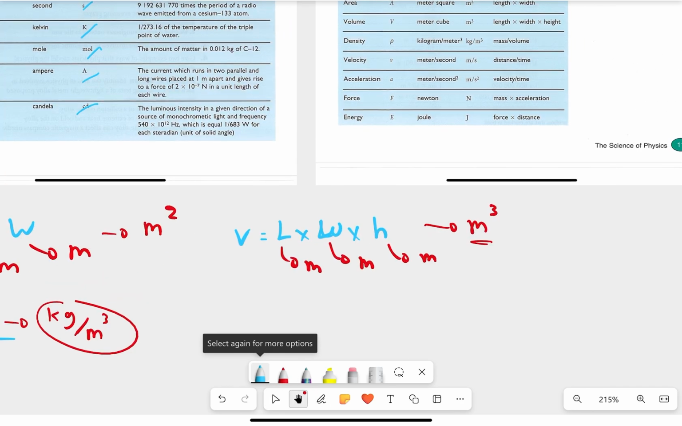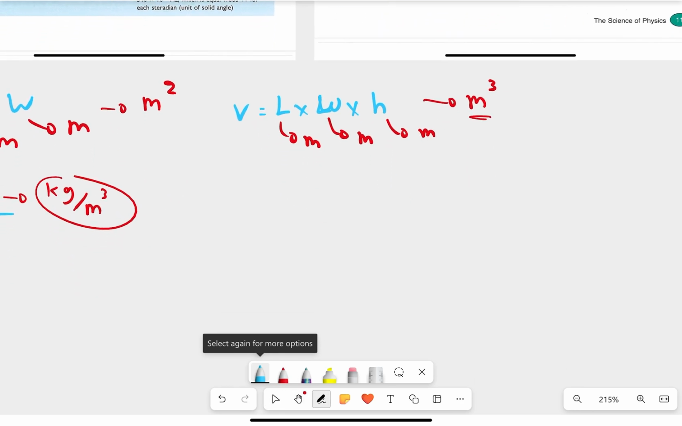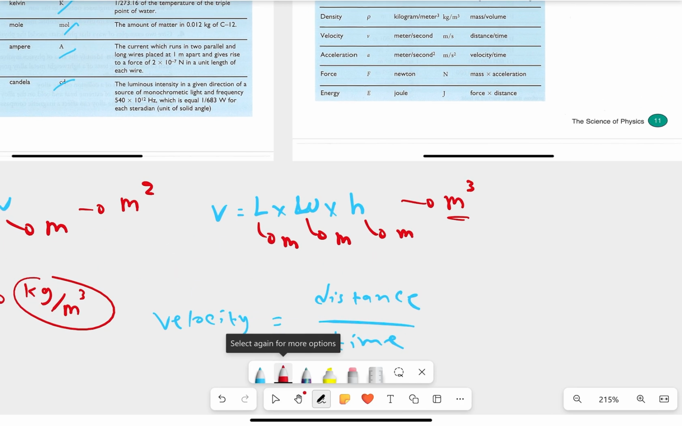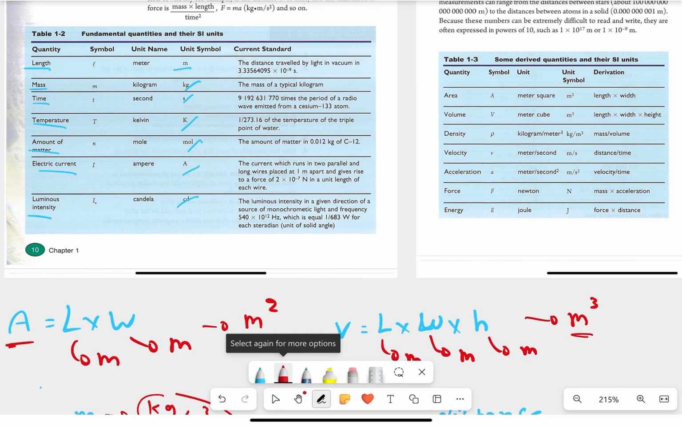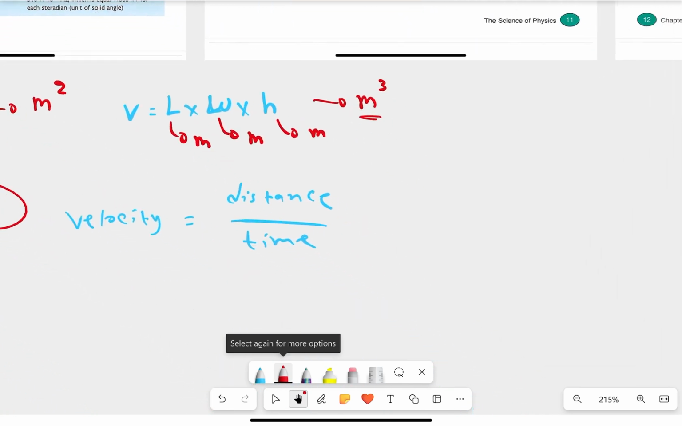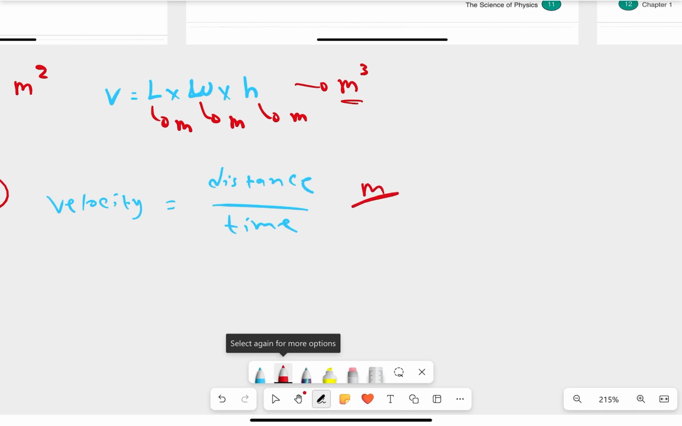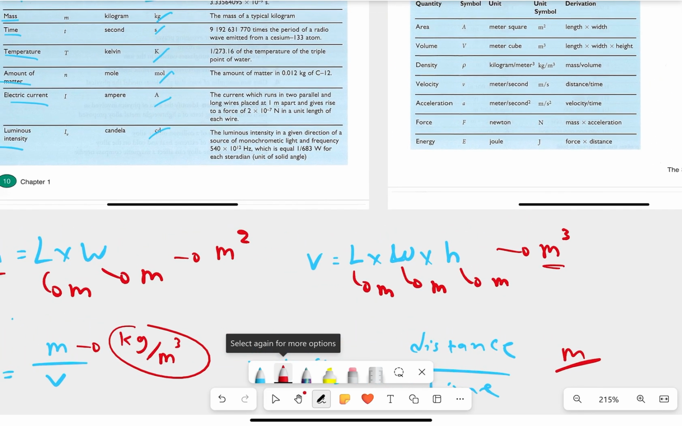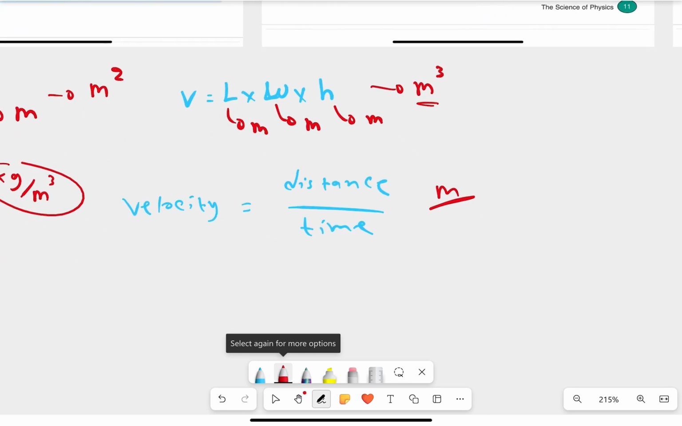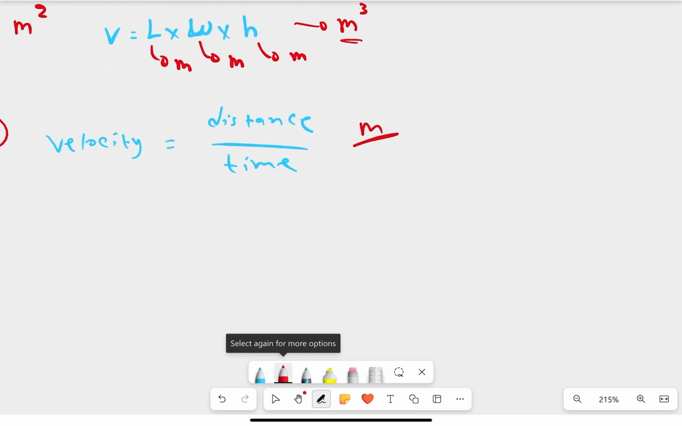You have velocity. Velocity is equal to distance over time, okay? Now you learned distance is the same as length, okay? So you know the fundamental quantity of length is what? Is meters, okay? And you learned that the fundamental quantity of time is what? Is seconds, okay? So the unit of velocity will be what? Will be meters per second, okay?